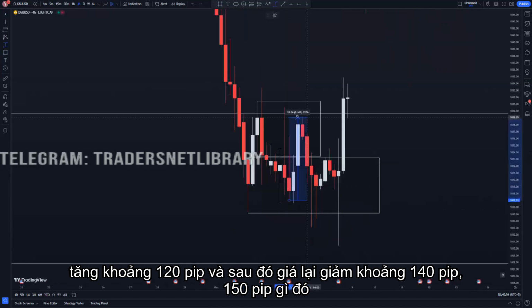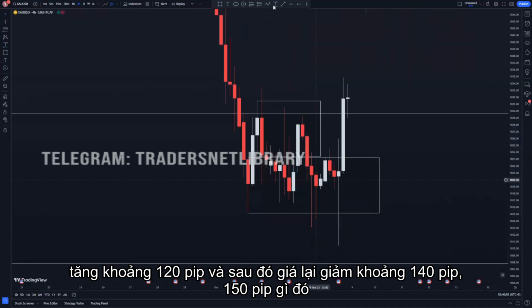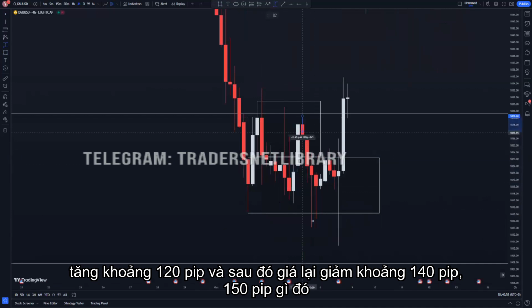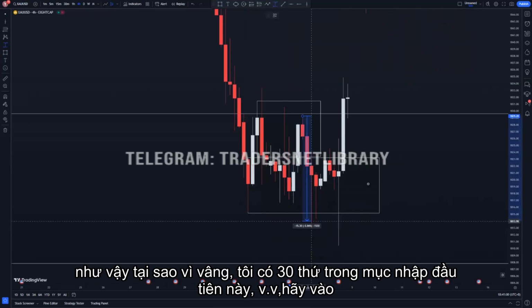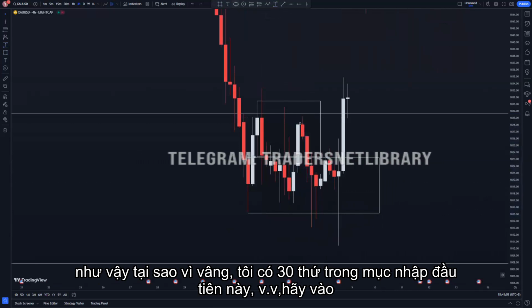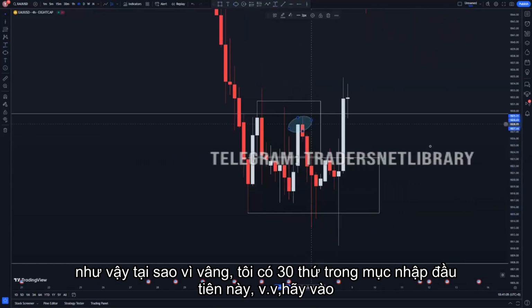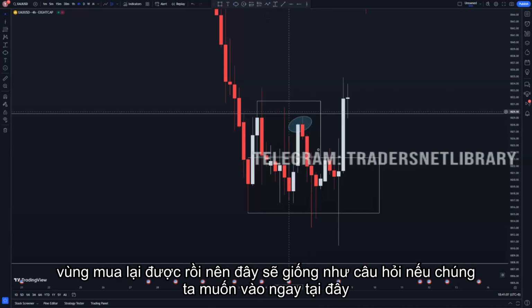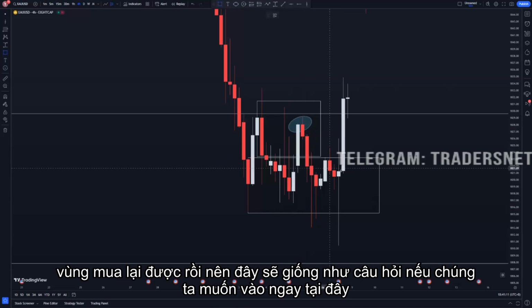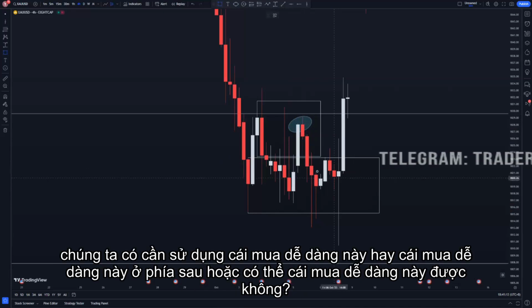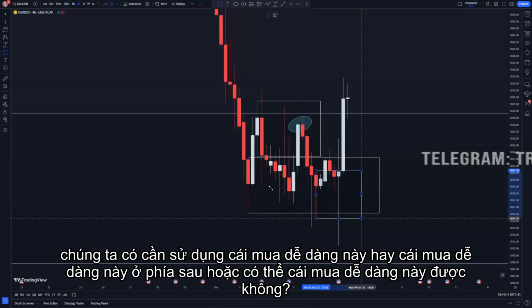120 pips. And then the price went down again for about 140 pips, 150 pips, something like that. Why? Because M30 things inside of this one, first entry and so on, get into the buy zone again. Okay, so this will be the question. If we want to enter right over here, do we need to use this EZ buy or this EZ buy at the back or maybe this EZ buy?